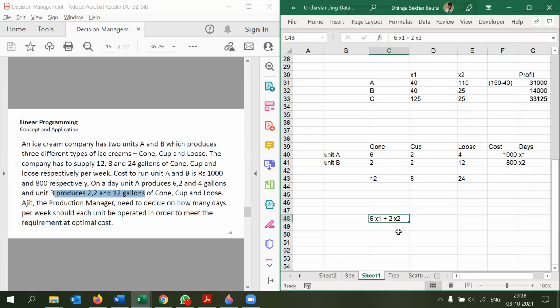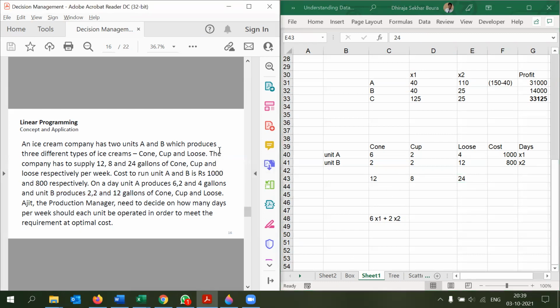Yes. I think we are clear. Now, this value that we got, 6x1 plus 2x2, is what? The number of cones that we are producing. Now, in the first sentence, which we have written 12, 8, and 24, what is this? This much the company has to supply, right? That means whatever we produce, it has to be more than 12. Make sense? It cannot be less than 12.